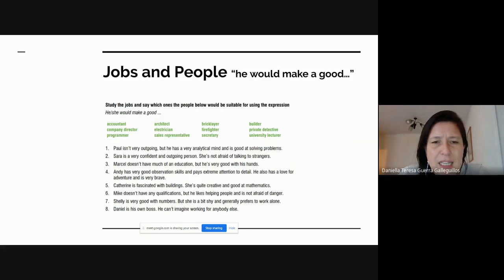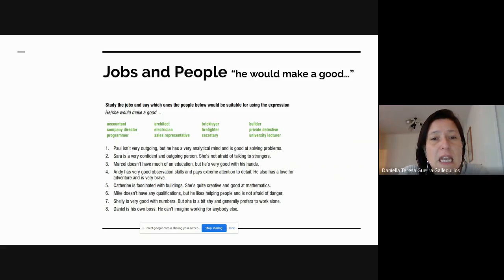Let's go with number 2. Sarah is a very confident and outgoing person. She's not afraid of talking to strangers. So this person is outgoing, confident, not afraid of talking to strangers. What do you think she would be good at? Okay, she would make a good firefighter maybe. But if the person is outgoing, confident, and not afraid of talking to strangers, she could make a good professional in any of the professions mentioned here. Because, as we know, being a professional involves all these characteristics.